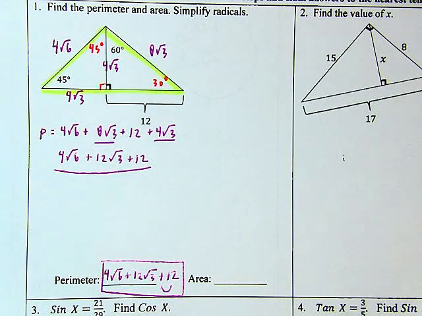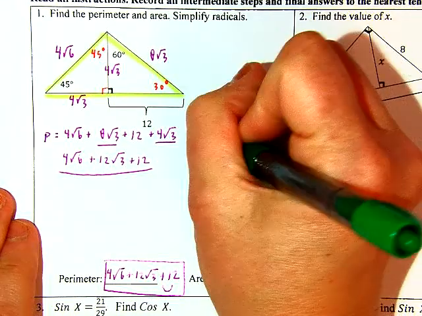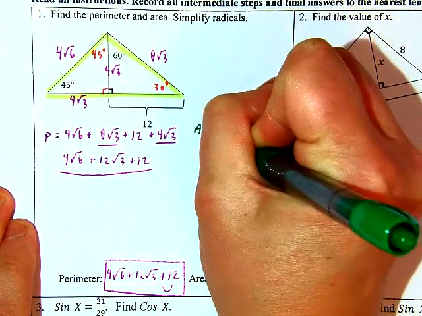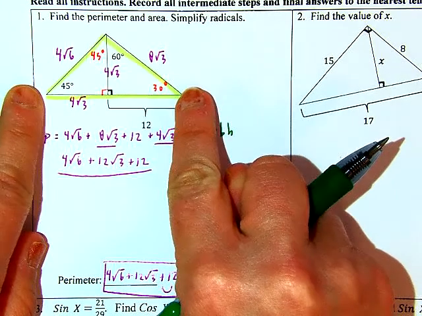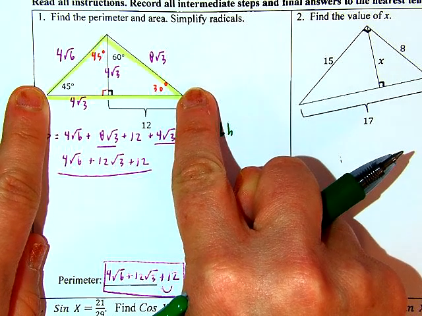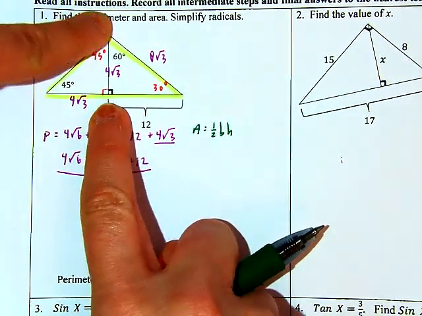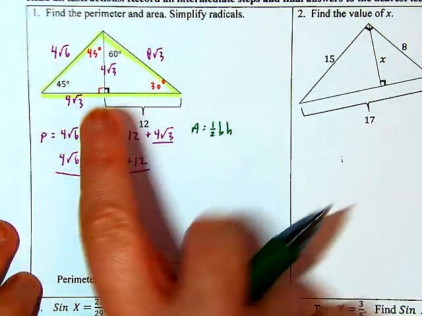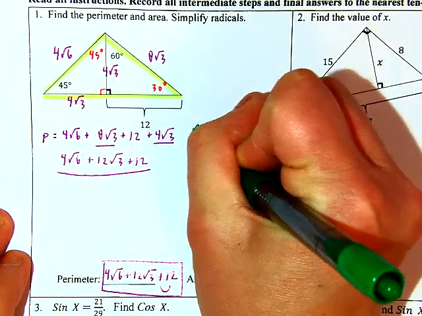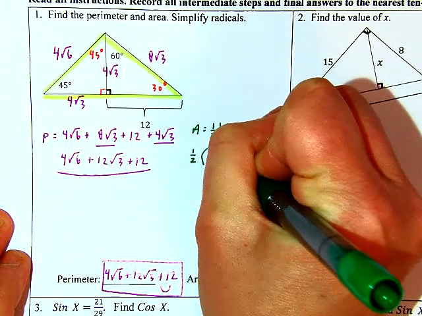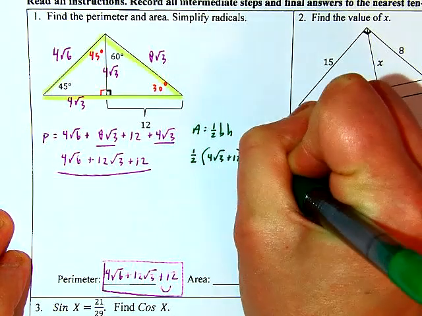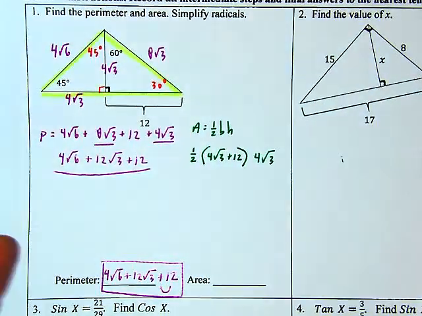All right, next I need the area. So for my area, let me just swap out my purples, get a better purple. Okay. All right, so for area, I know it's 1/2 the base times the height. Area is 1/2 base times height. So my base is this full side right here, 4 root 3 plus 12. And then my height right here is 4 root 3. So I'm going to do 1/2 of 4 root 3 plus 12. That's my base, times my height, which is 4 root 3.